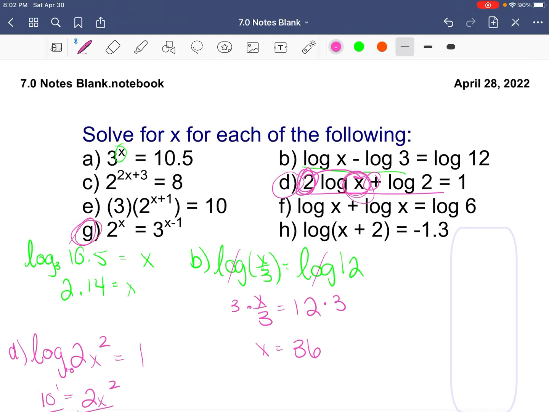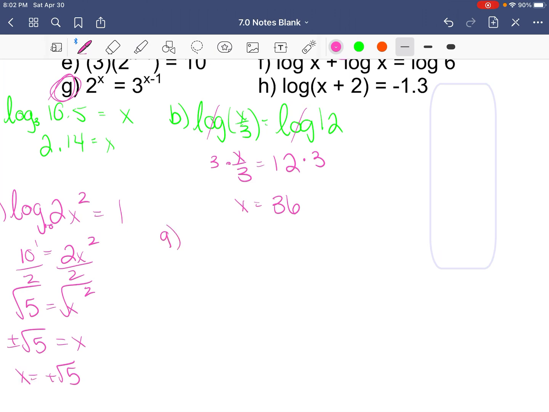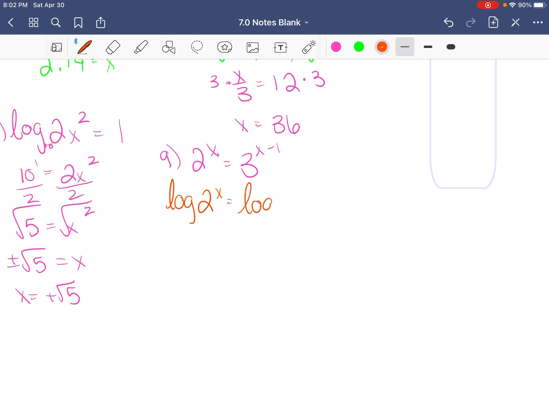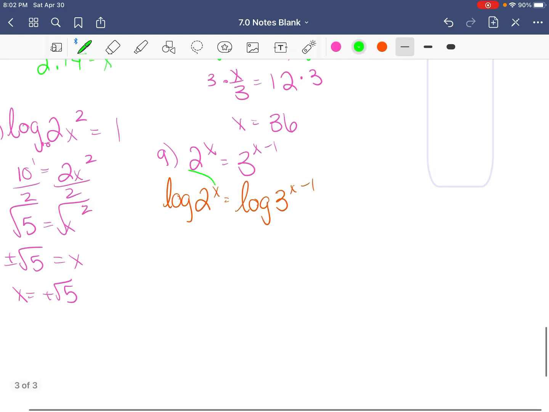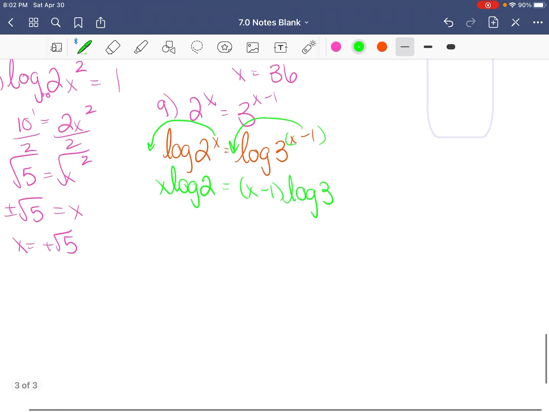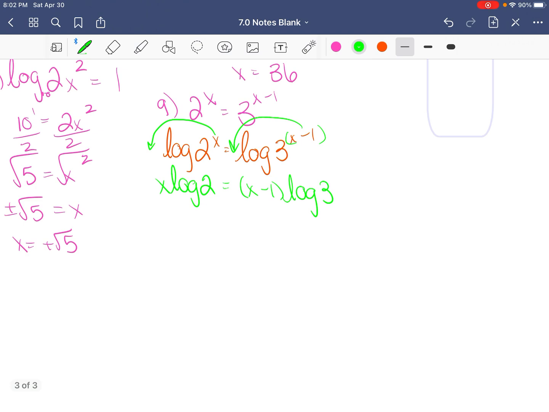I'm going to do one last one. I'm going to do G. So 2^x equals 3^(x-1). To start off with, we're going to take the log of both sides. So log of 2^x equals log of 3^(x-1). Using our exponent laws, we're going to move both of our exponents to the front. So x log 2 equals (x-1) log of 3.